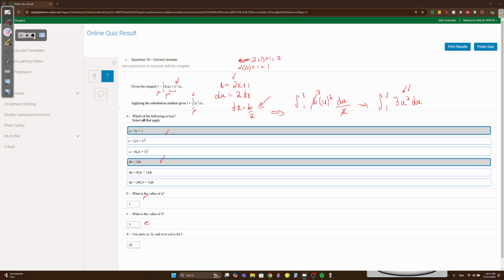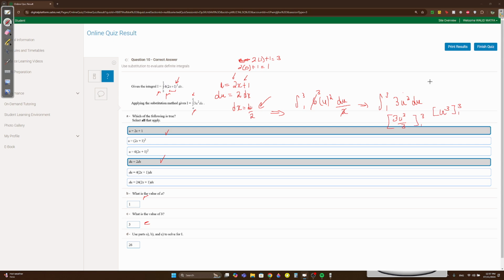I'll show you. After you find your new boundaries, you want to integrate it, right? It's going to be what? 3u cube over 3 in between 1 and 3. And you're going to get u cube in between 1 and 3. Now, if you go back to x, if you change u back to 2x plus 1 and substitute and use 3 and 1, you're going to get the wrong answer, okay?